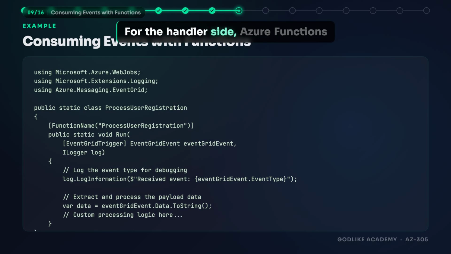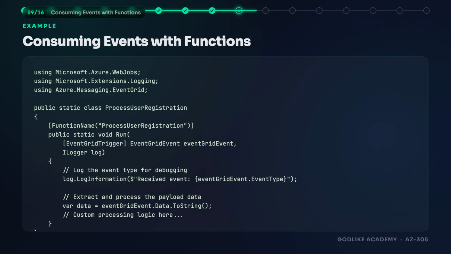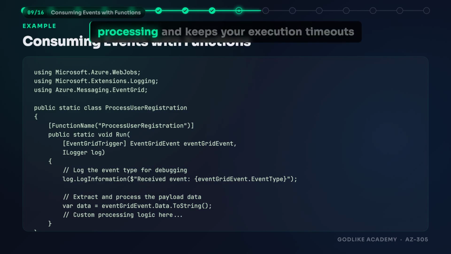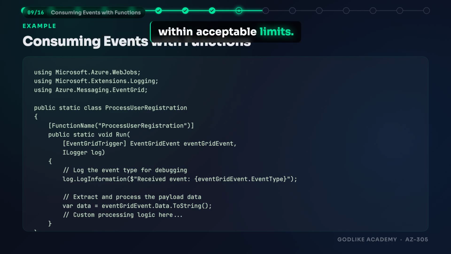For the handler side, Azure Functions is the most common choice. In this code, we use the Event Grid Trigger attribute to automatically invoke the function when an event arrives. Inside the method, we extract the data from the Event Grid event object and process it using standard logging. Configuring retry policies correctly prevents duplicate processing and keeps your execution timeouts within acceptable limits.